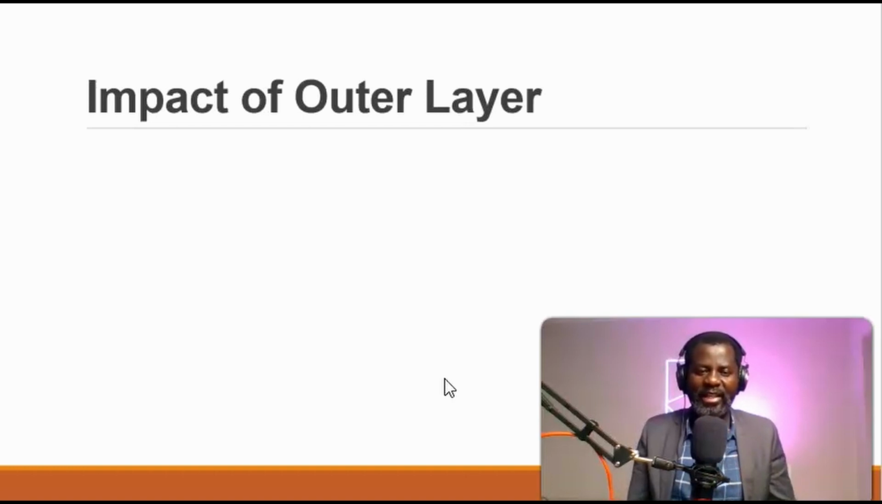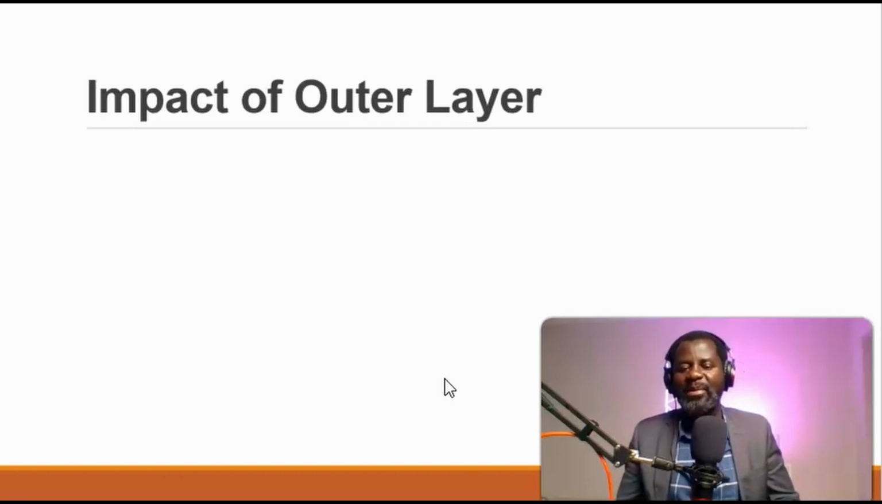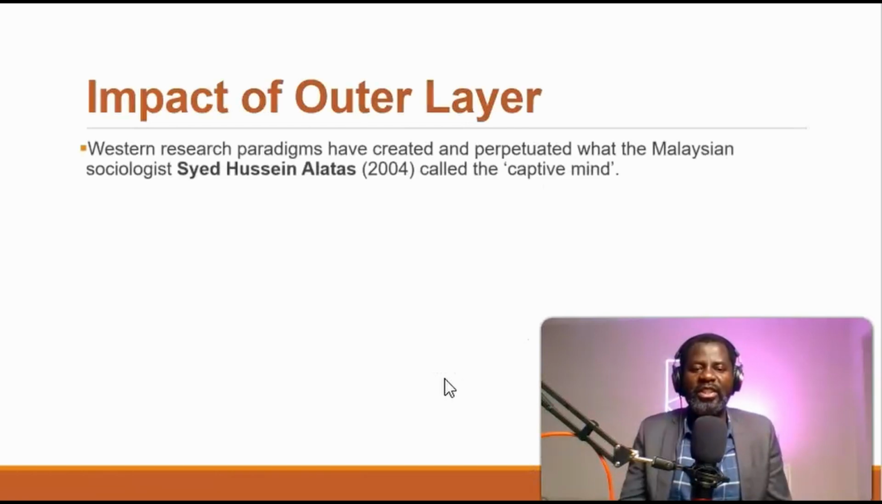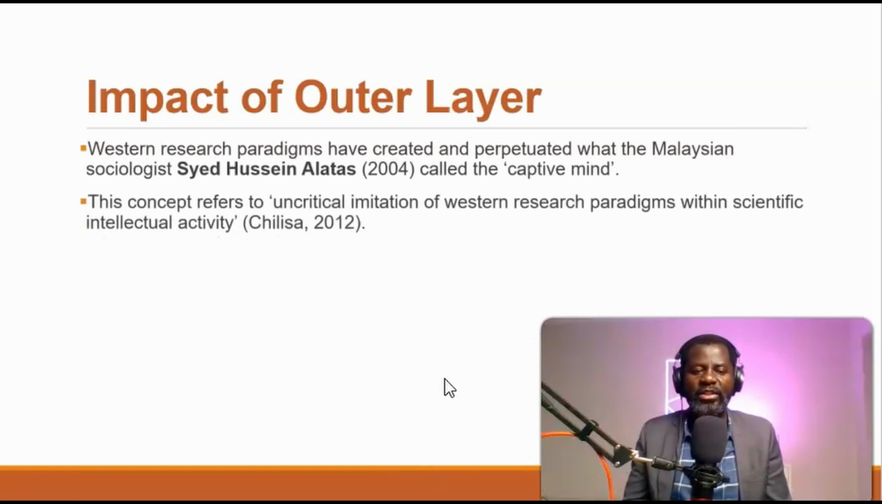Now, just a reminder, you might have forgotten, the outer layer is that layer where there is research conducted by Westerners or by people using Western methodologies without involving Africans at any level, maybe just as informants or as subjects to be studied. Western research paradigms have created and perpetuated what one scholar, Said Hussein Alatas from Malaysia, called the captive mind. Now, according to Chilisa, the concept of the captive mind refers to the uncritical imitation of Western research paradigms within scientific intellectual activity.